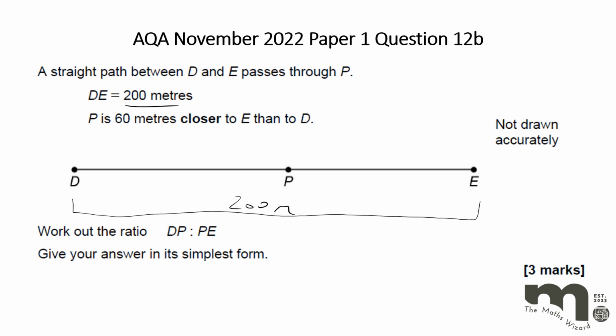And the question is asking us to work out the ratio of DP, so this is DP here, between these 2 points, to PE, which is from P to E. And we need to give our answer in its simplest form. So if you pause your video and have a go.